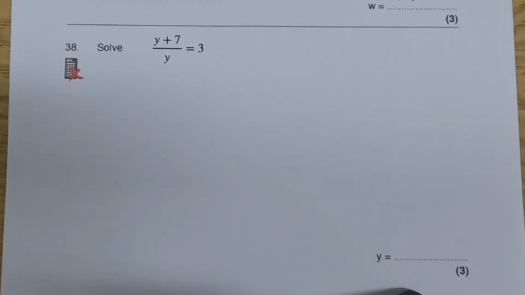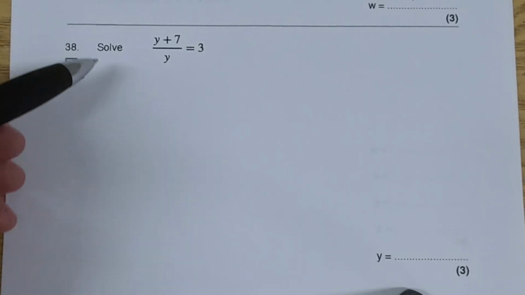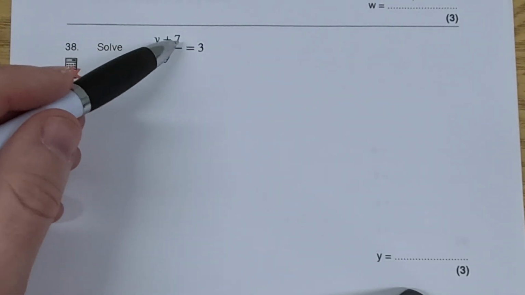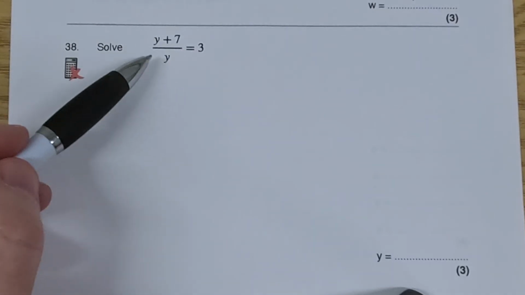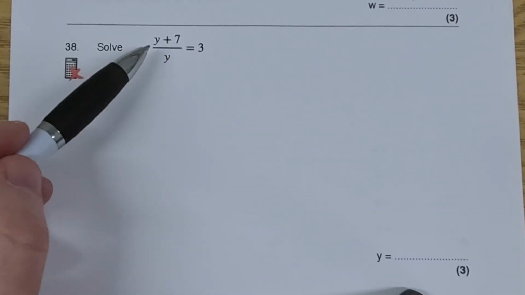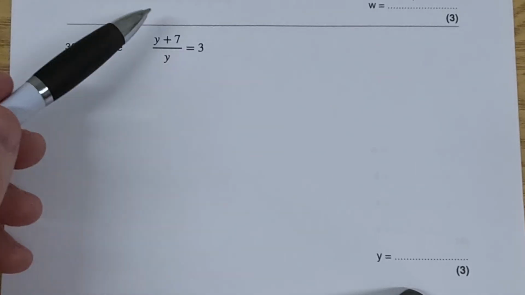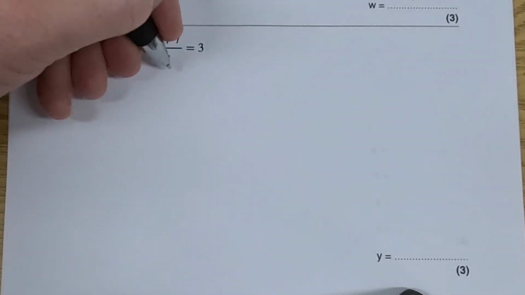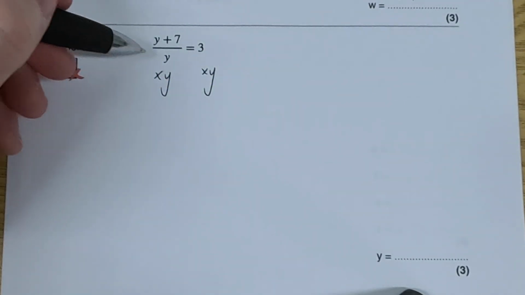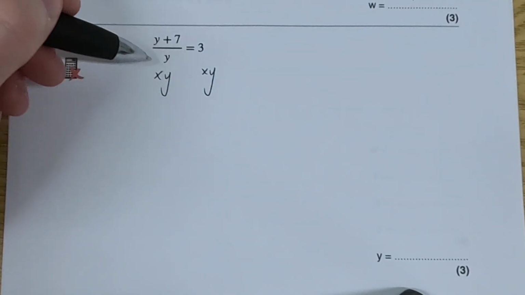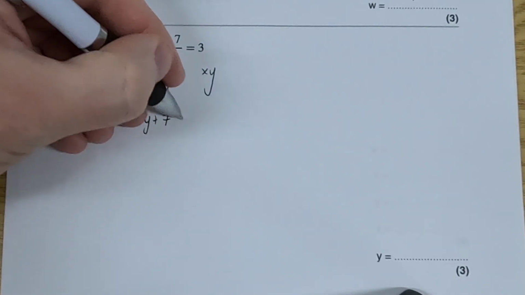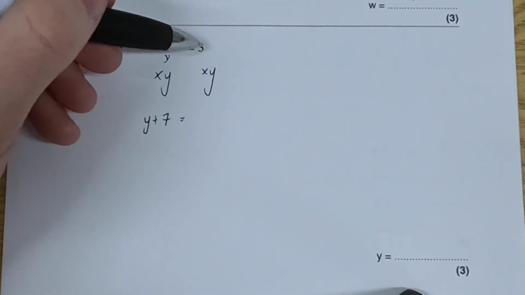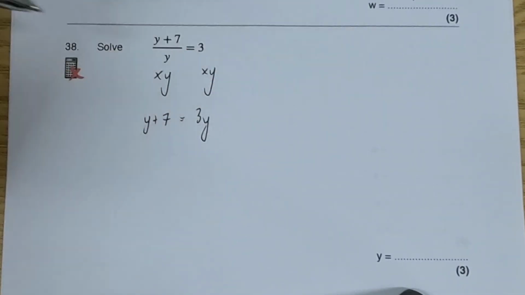Okay, let's look at our next question, question number 38. We've been asked to solve y plus 7 all over y equals 3. So here we've got this all over y. So I'm going to get rid of that divide by y by multiplying both sides of the equation by y. So we're going to multiply the left hand side by y and the right hand side by y. So we're multiplying by y to get rid of this big divide by y. So we're going to be left with what's on the numerator, which is y plus 7. On the right hand side of the equation, we've got 3 times y, which is 3y.